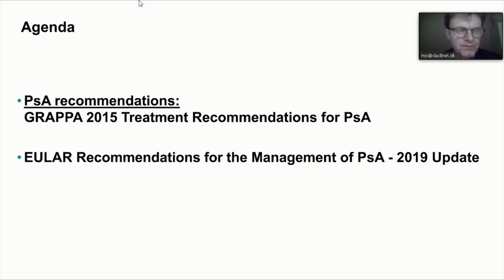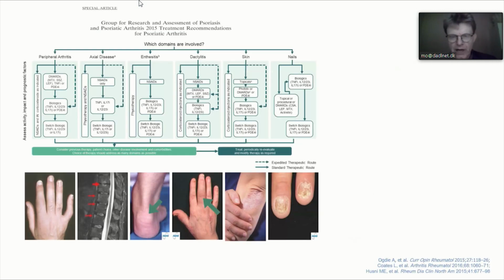The first, which I felt when they were published in 2016, was a new approach, which was very interesting, where you divided the disease into the different domains like peripheral arthritis, axial disease, enthesitis, dactylitis, and skin and nails. It really emphasized that the disease is a multi-domain disease, which is also the fact that makes it difficult to manage and treat. I'll come back to that in a minute.